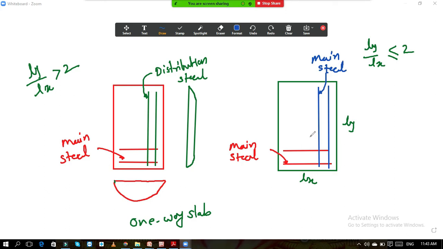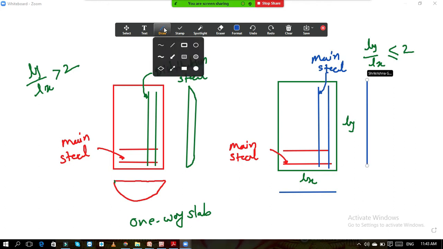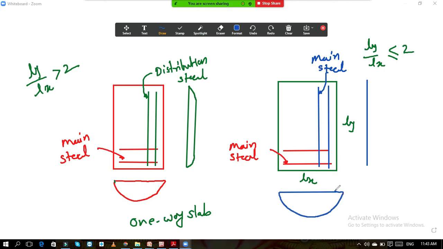Okay. Now why is it provided like this? The simple answer is, the deflection at the shorter span and at the longer span, both the deflections are parabolic deflections. To resist that deflection, steel is provided in both the directions. Okay, if we draw the diagram for the deflection, this is the parabolic deflection along the shorter span, and this is the parabolic deflection along the longer span.